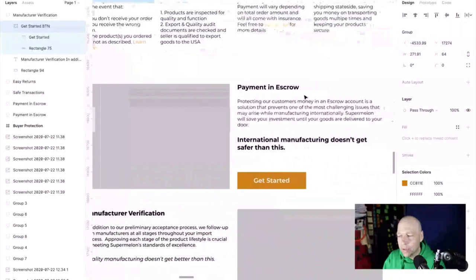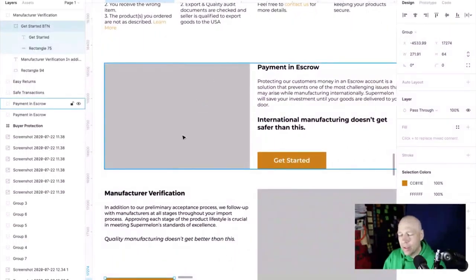Payment and escrow, is that a bank vault? Is it safe investment? So a lot of these images, I believe, are going to be representation. They're not going to be literal images showing the thing you're talking about. They're going to be abstractions. So you're going to have to abstract away and say, okay, what kind of says that?